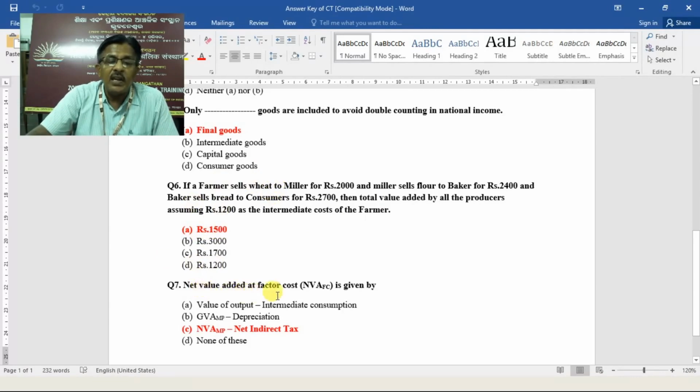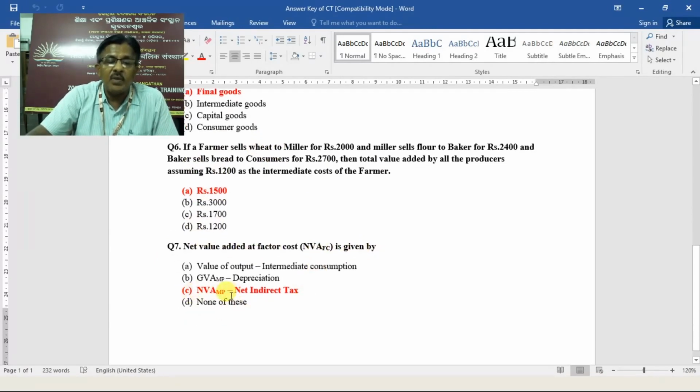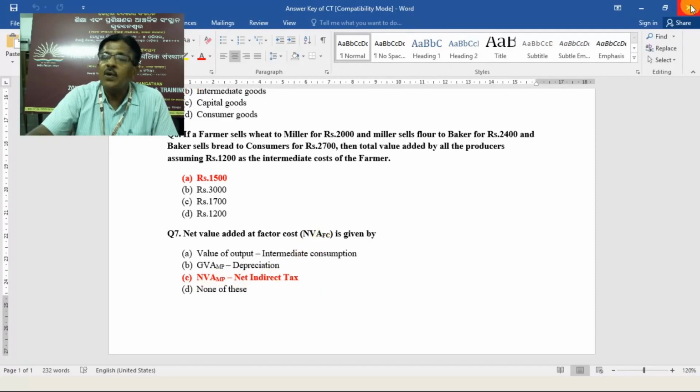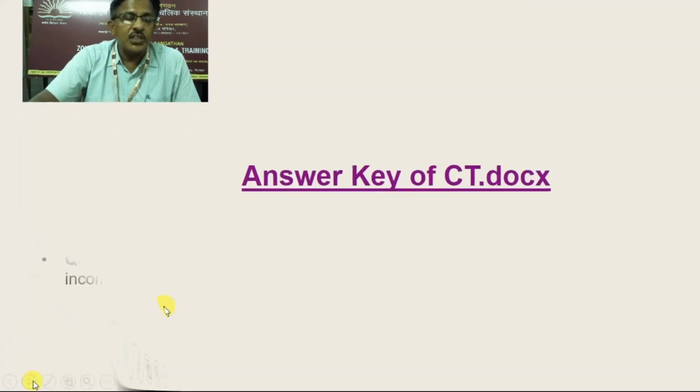Net value added at factory cost is given by net value added at market price minus net indirect taxes. Market price minus net indirect tax, that is factory cost. I hope you might have done all the questions correctly.